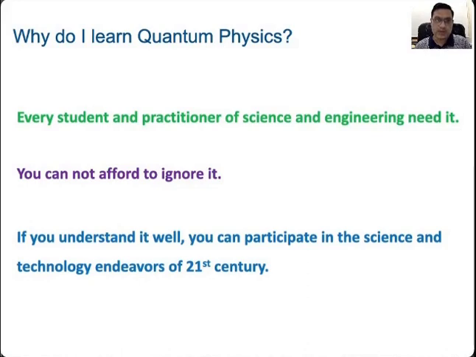You cannot afford to ignore it in the 21st century. If you do not get acquainted with quantum physics, it's very difficult to cope with the upcoming technologies. If you understand it well, you can participate in the science and technology endeavors of the 21st century.